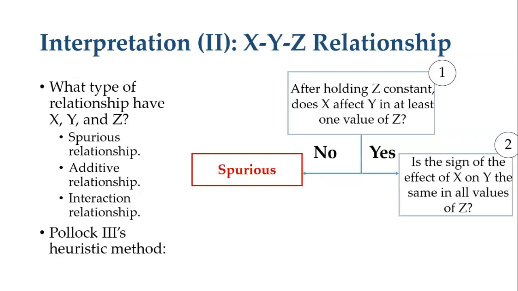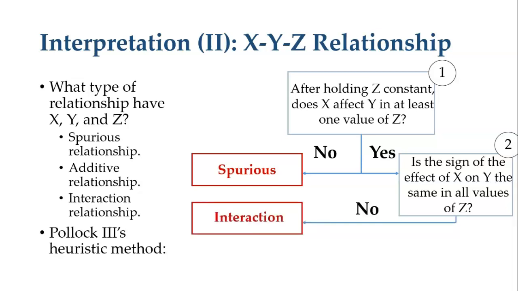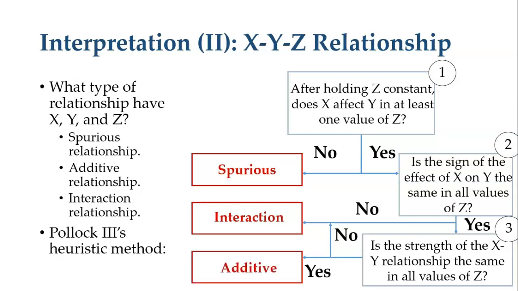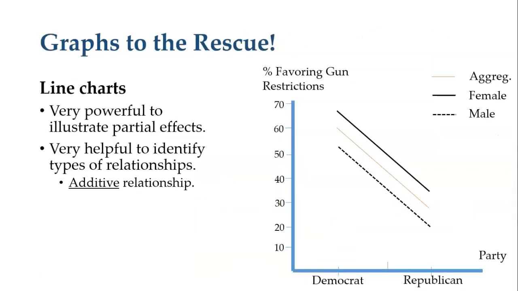If yes, you need to ask the second question, which is: is the sign of the effect of X on Y the same in all values of C? If not, you have an interaction relationship, right? If yes, you have to answer the final question: is the strength of the XY relationship the same in all values of C? If not, again, you have an interaction relationship. If yes, you have an additive relationship. Okay? This is very simple and very intuitive, and you can use it for your analysis and, in general, in statistics.